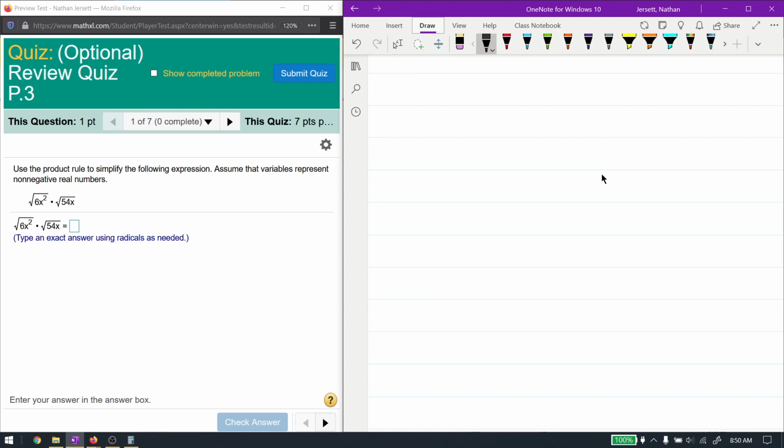This video is for review quiz P.3, and this is all about radicals and simplifying radical expressions. So we have this first expression, use the product rule to simplify. The product rule just says that if you have two radicals that are the same power, in these cases they're both square roots, you can combine the radicals into one radical by just multiplying the inside arguments.